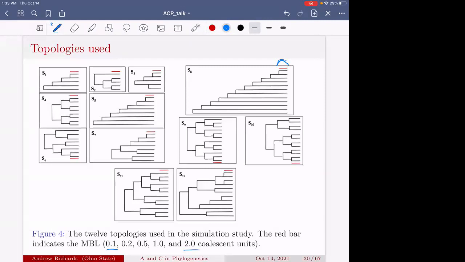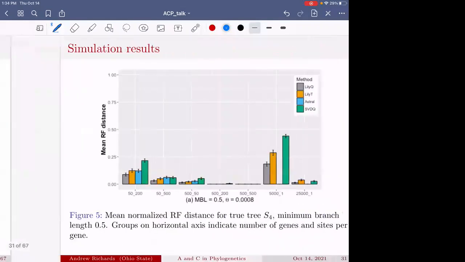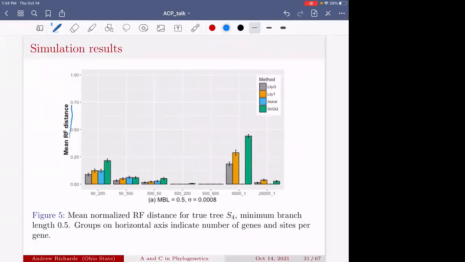And so we measured how good the estimates of the various methods were at finding the exact tree. And our criterion was the mean RF distance, so Robinson-Foulds, so the number of bipartitions that are different between the two trees, the symmetric difference in the bipartitions. And this is one example of the results for a mean or minimum branch length of 0.5 coalescent units, population size parameter of 0.0008.